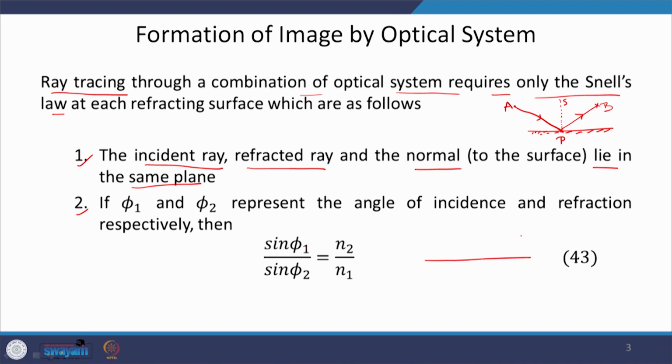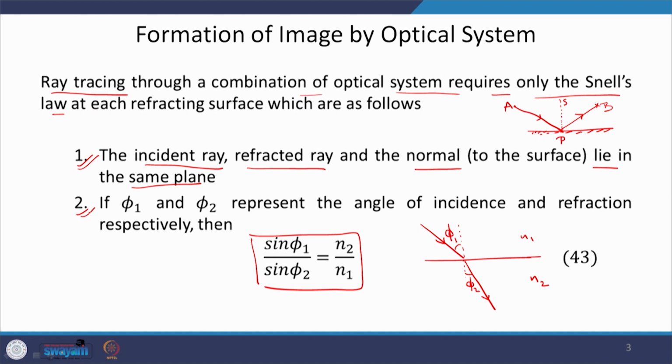Suppose this is the interface which separates two media of refractive index n1 and n2, and a ray which is falling on this interface makes angle phi 1 with the normal to the interface. It will be refracted through an angle phi 2 in the second medium. And the ratio between sin of phi 1 and sin of phi 2 would be related to the refractive index through this relation. These two points constitute Snell's law.